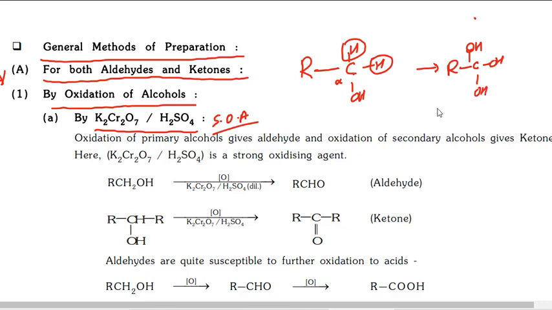Even two OH groups on the same carbon are unstable, so immediately one water molecule is removed. Then it forms RC double bond OH, a carboxylic acid. That means primary alcohols are converted into carboxylic acid in the presence of a strong oxidizing agent.